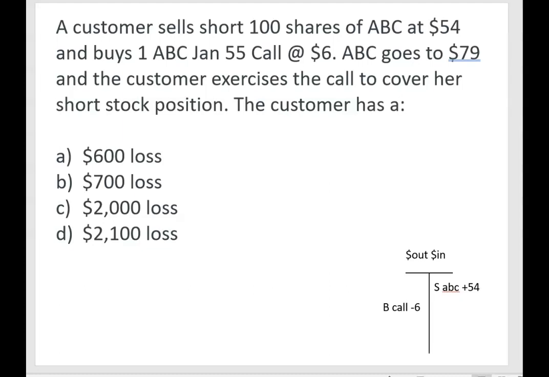No. Why? Because our customer bought a call option. She bought the January 55 call. So she exercises her call option, which gives her the right to buy ABC at what price? At the strike price of $55. So what happened is 54 went out and a total of 61 came in. That's a $7 difference. So our answer is B, a $700 loss.